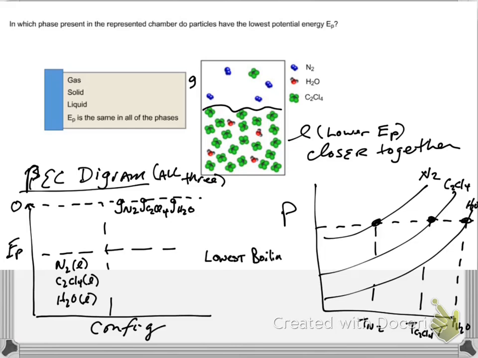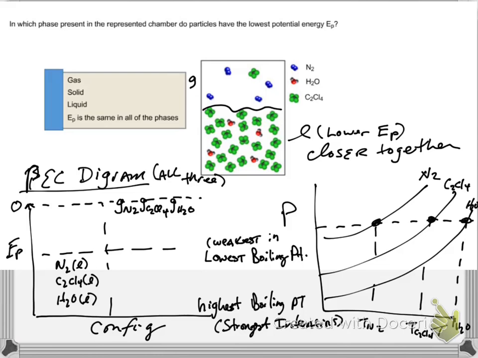So lowest boiling is always at the top of the potential energy for the liquids. Highest boiling point is always at the bottom. Has the strongest interactions, lowest potential energy. Lowest boiling point would have the weakest interactions. And so in the question that asks for the phase that has the lowest potential energy, well, we would pick liquid. But all of this are types of questions that we covered in the office hours. So this is how you can construct a vapor pressure curve and a Peck diagram from the information given.